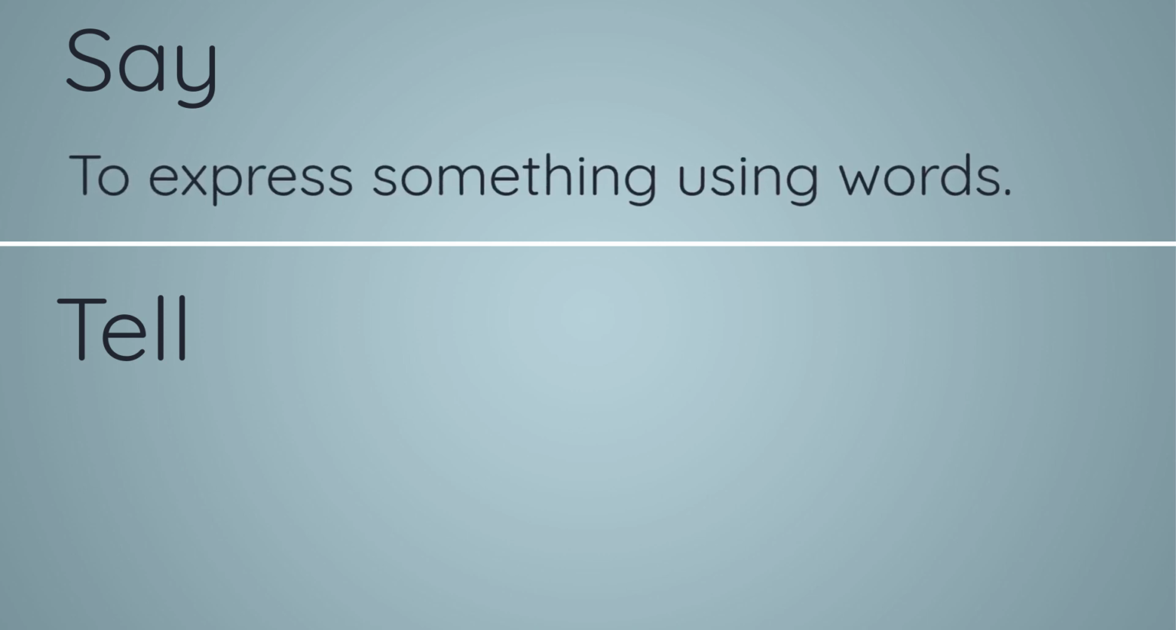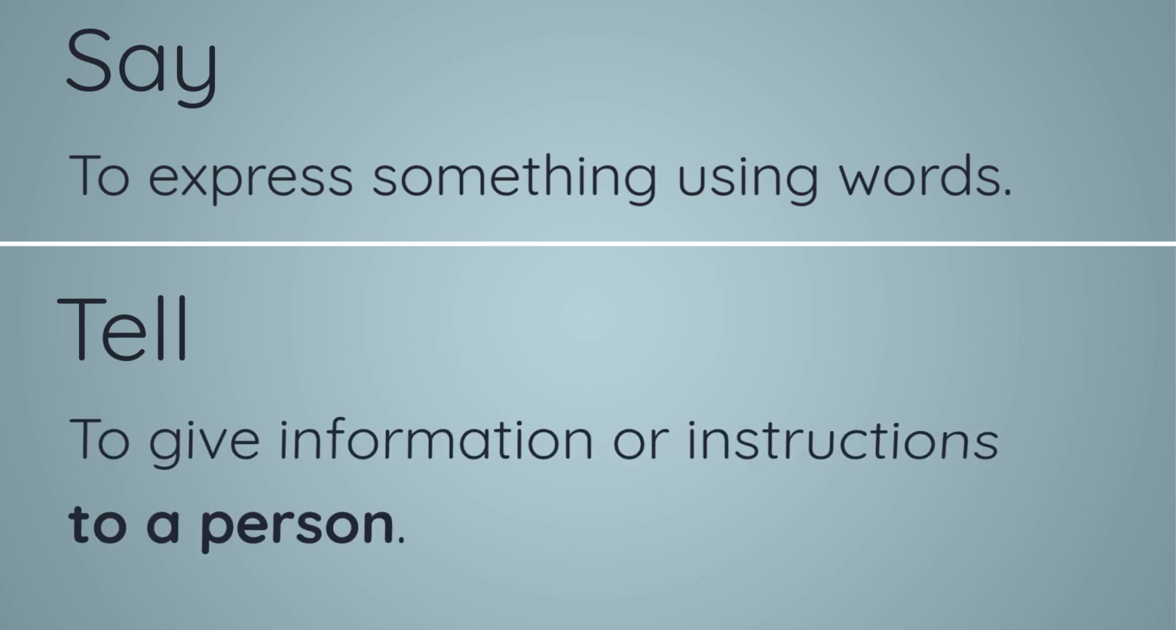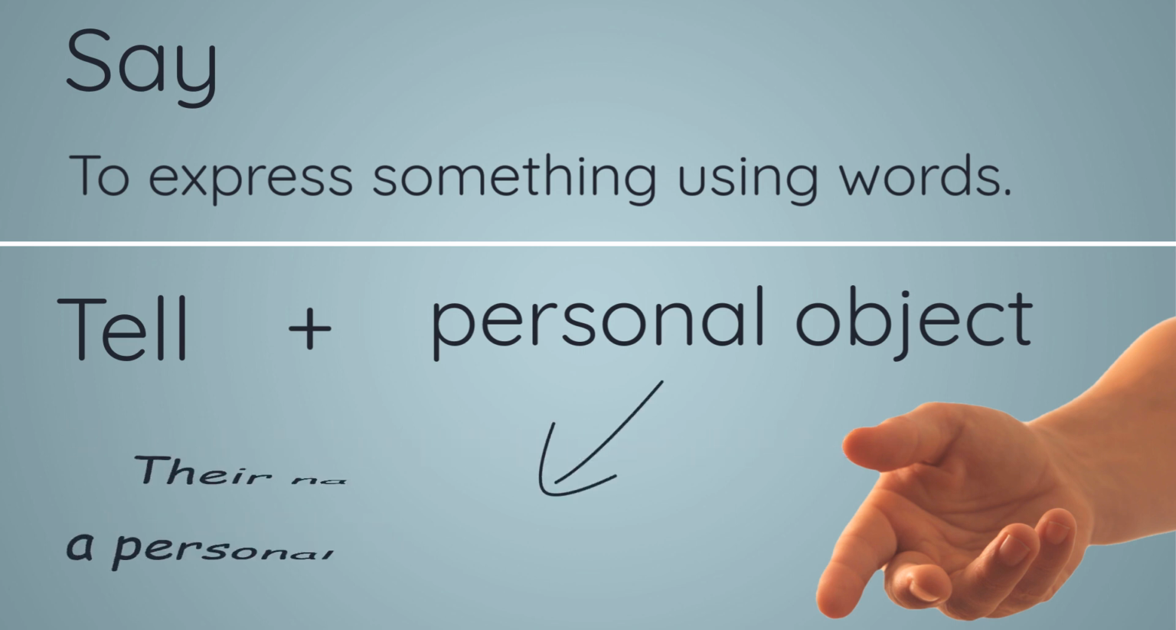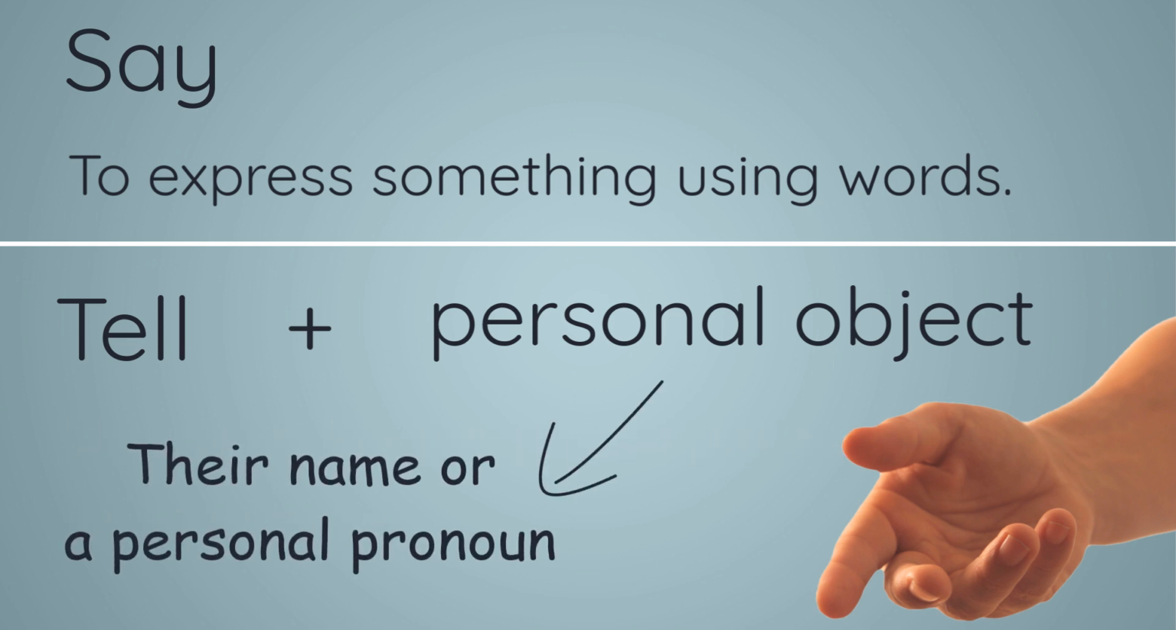Say means to express something using words. Tell means to give information or instructions to a person. And that is the most important difference. When you use the verb tell, it must always be followed by a personal object, the person who is receiving the information. So it could be their name or a personal pronoun. Whatever you choose, it must be followed by a person.